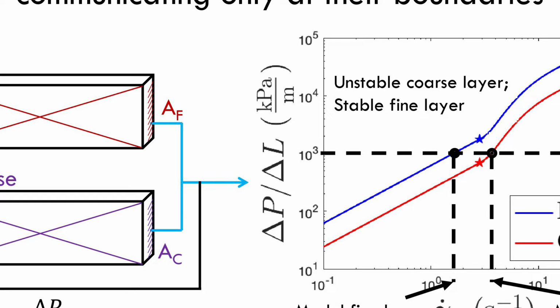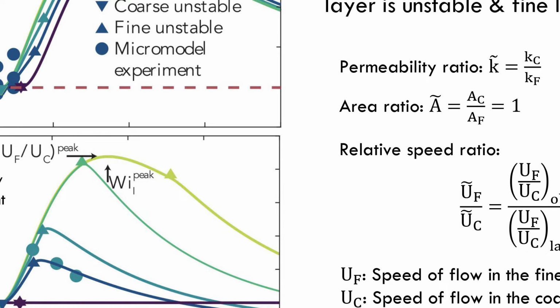So we use the homogeneous medium model to predict the pressure gradient across just a fine layer and just a coarse layer, and then we equate the pressure drops across them, and get the shear rates through each layer. And then we can back calculate from that to figure out what's going on in the entire stratified medium, and also get an idea of the relative flow speeds within the layers.